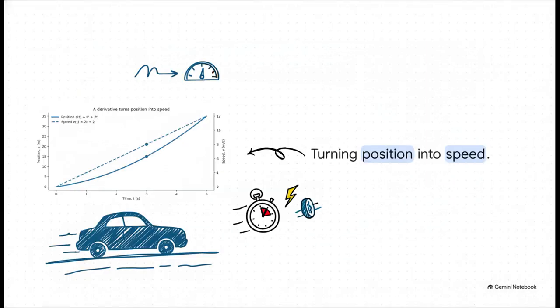So the real magic here is that by applying this rule, we completely change the question we are asking. If we have an equation for the position of a car, taking the derivative mathematically turns that position into speed. If you plug in a specific time, say 3 seconds, the derivative tells us the car is moving at exactly 8 meters per second. The derivative changes the question from where is the car to how fast is it moving right now.